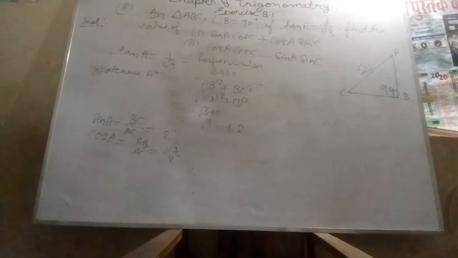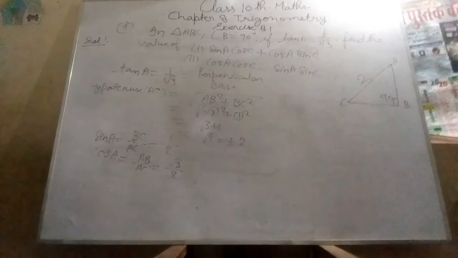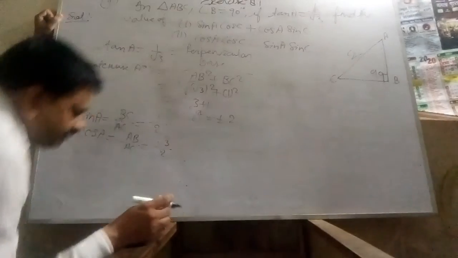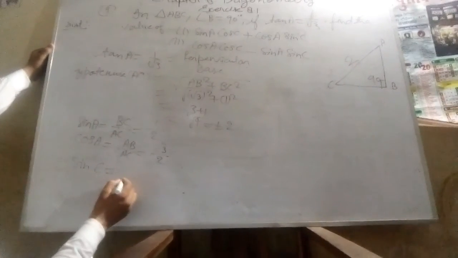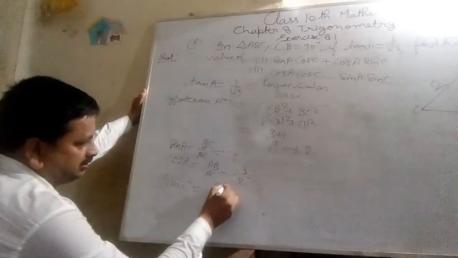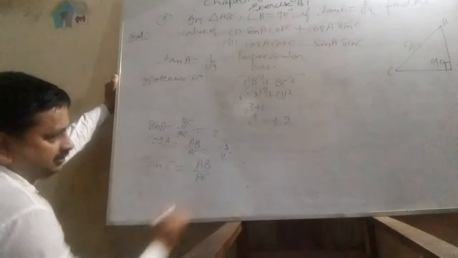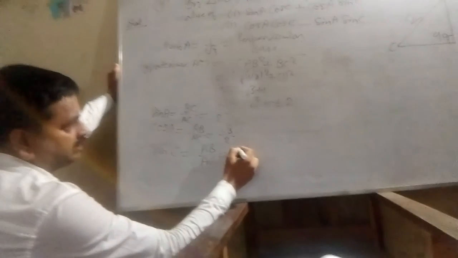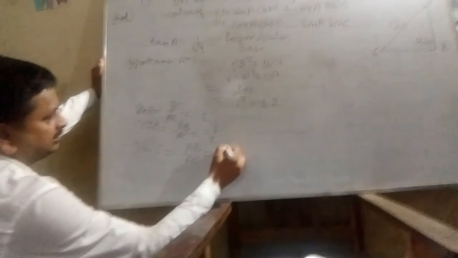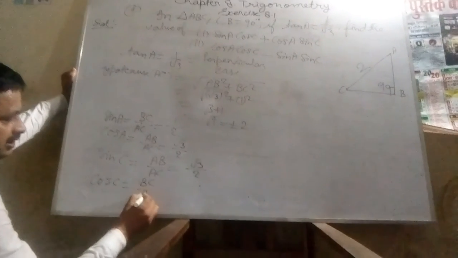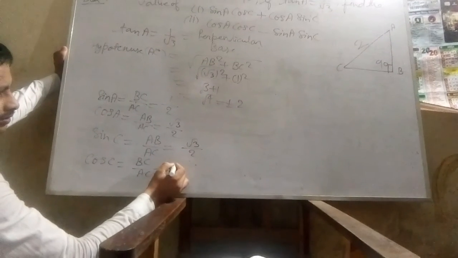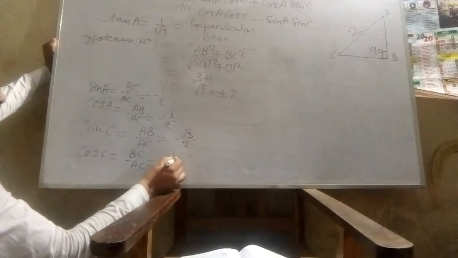And sin C and cos C. Sin of angle C equal to AB by AC equal to AB value is √3 by 2 and cos C equal to BC by AC equal to 1 by 2.